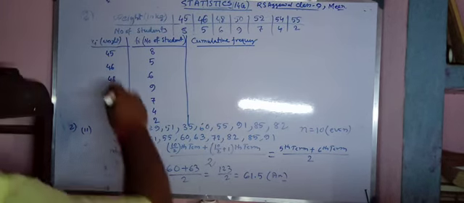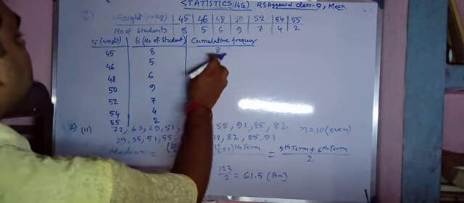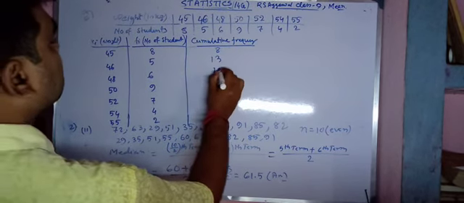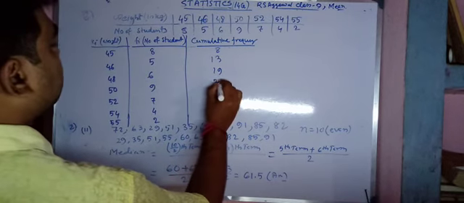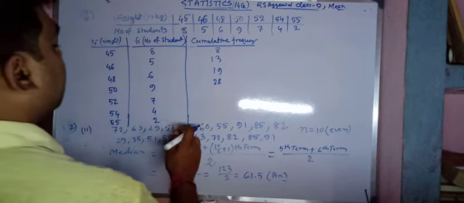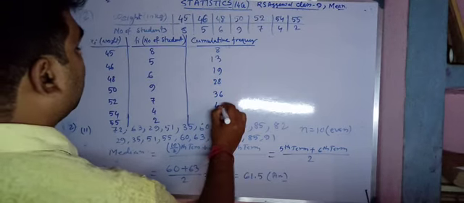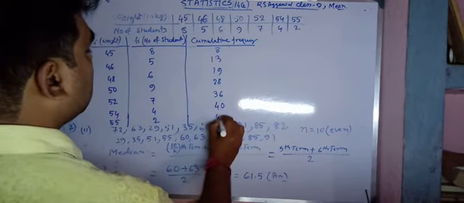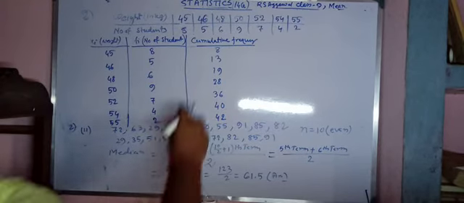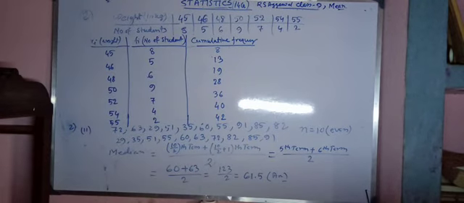Understood that? Now for that, we have to find the cumulative frequency. This is 8, 8 plus 5, 13, 13 plus 6, 19, 19 plus 9, 28. Next, 28 plus 7, 36, 36 plus 4, 40, 40 plus 2, 42. So this is my cumulative frequency. Understood that?